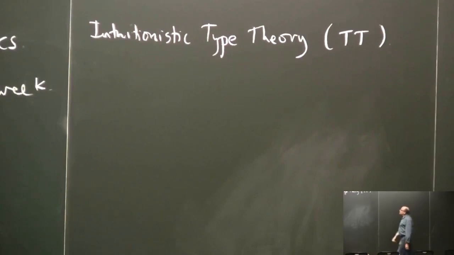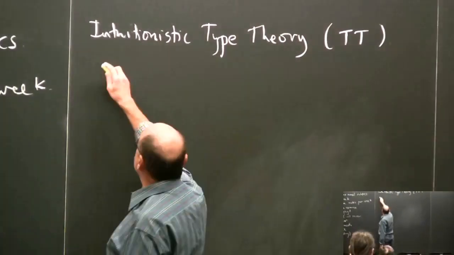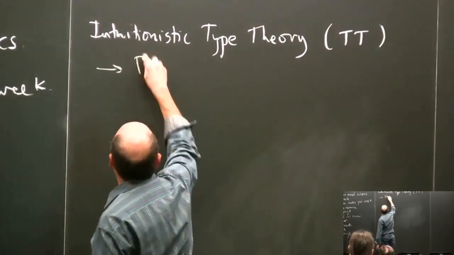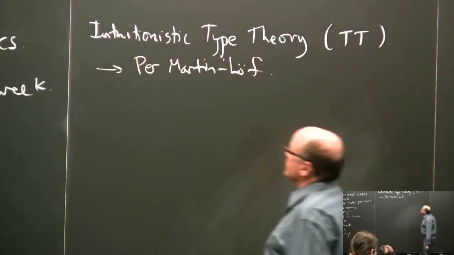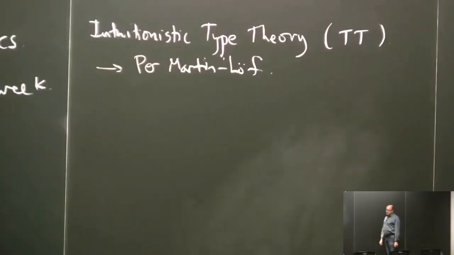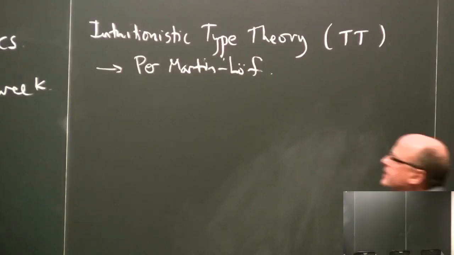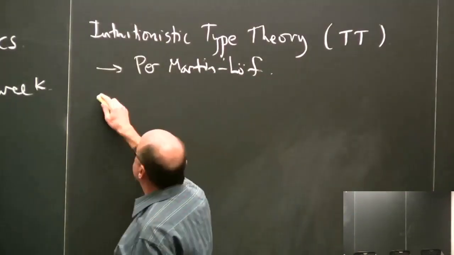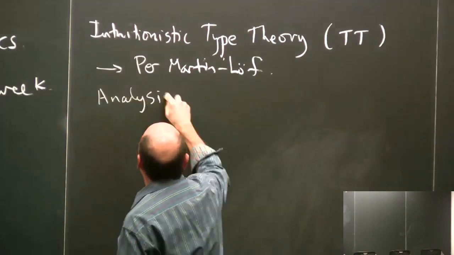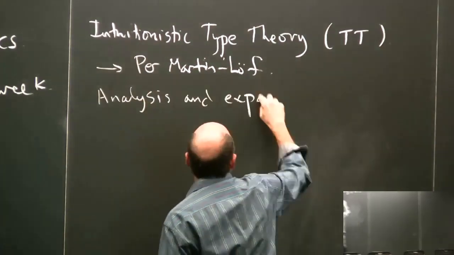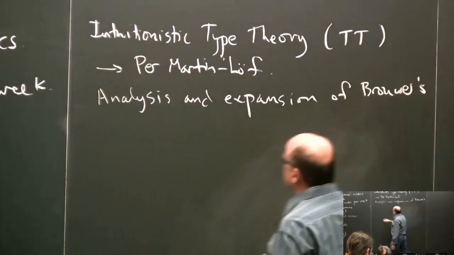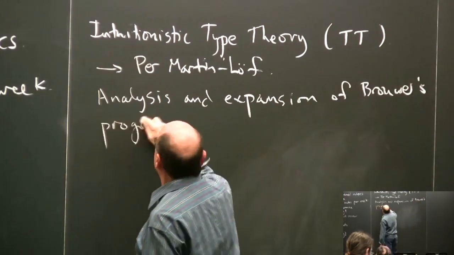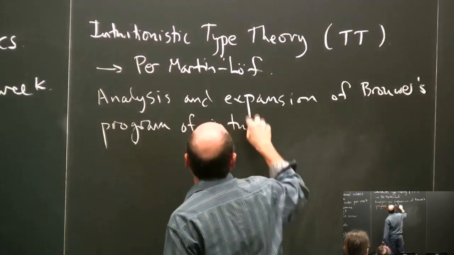It is primarily, but not exclusively, based on the work of the Swedish logician Per Martin-Löf, who's been developing the subject since the early 1970s, so around about 40 years now. And you can look at it primarily as an analysis and expansion of the Dutch mathematician Brouwer's program of what he called intuitionism.